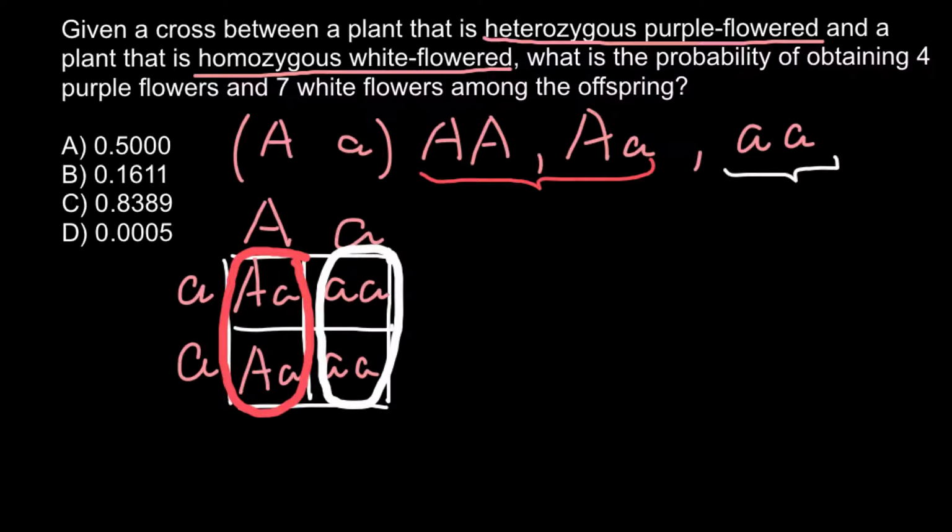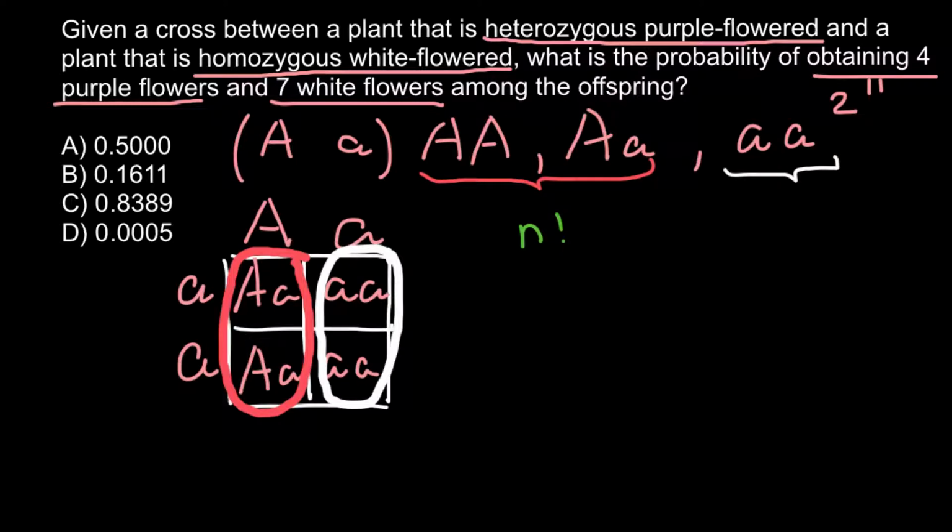According to our problem, we have to find the probability of obtaining 4 purple flowered plants and 7 white flowered plants among the offspring. The total number of combinations would be too great for us to solve this problem manually. Basically, the total number of combinations would be 2 to the power of 11. So we are going to use a formula in order to solve this problem, and here is the formula: n factorial. I will explain later, it's very easy how to do factorial calculations.